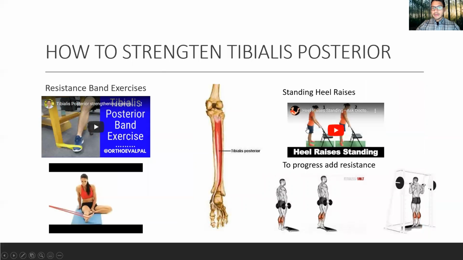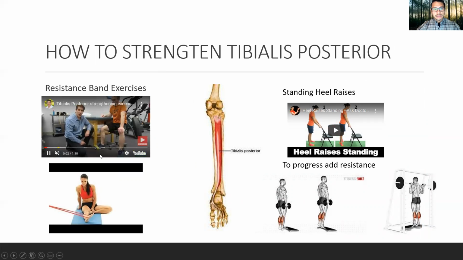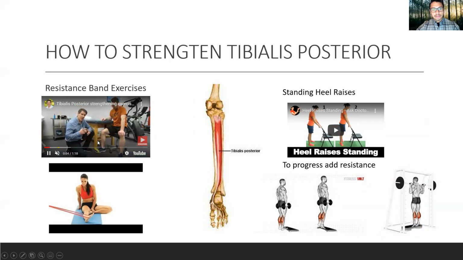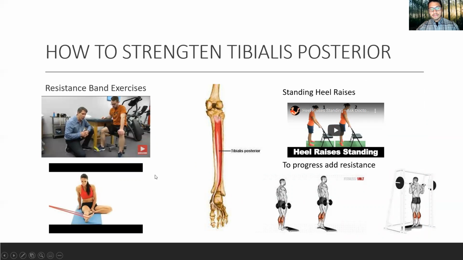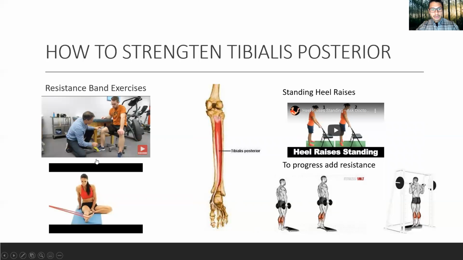How to strengthen the tibialis posterior? Starting with basic exercises using resistance bands. You can mount the resistance band around the base of an exam table or the base of a chair or a desk, looping the opposite end of the resistance band at the ball of the foot. In this video, the gentleman is going to show you what not to do first.